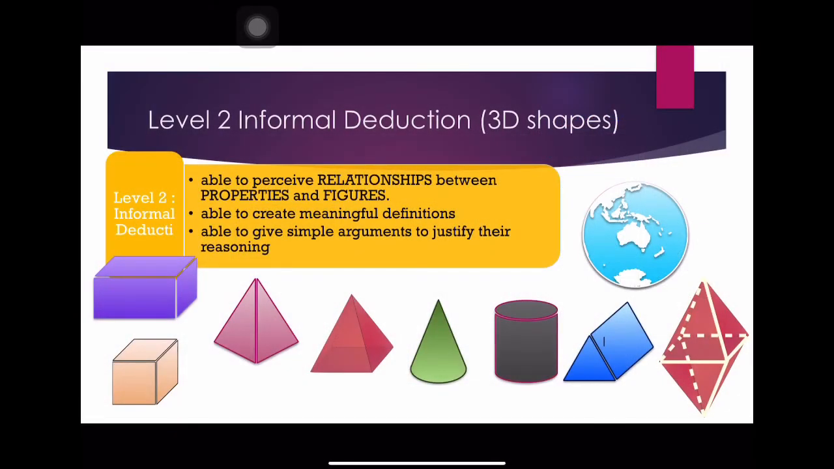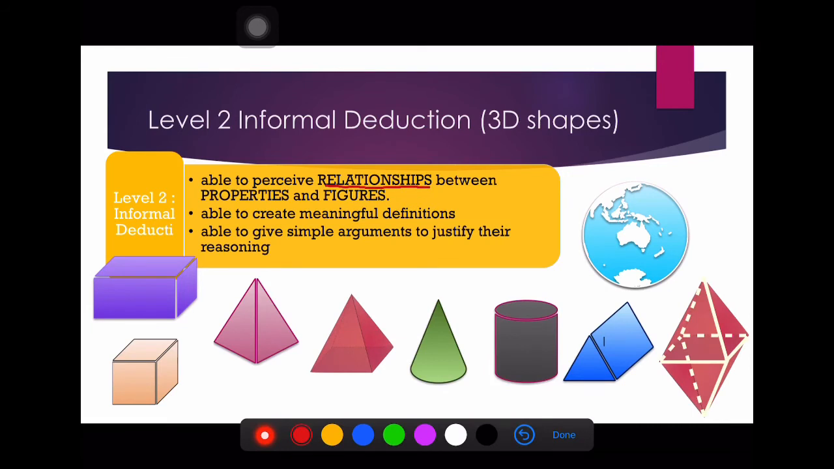Level 2, informal deduction. At this level, your students should be able to perceive the relationships between properties and figures, and they could create meaningful definitions as well as give simple arguments to justify their reasoning. So meaning to say they are able to do geometrical reasoning.